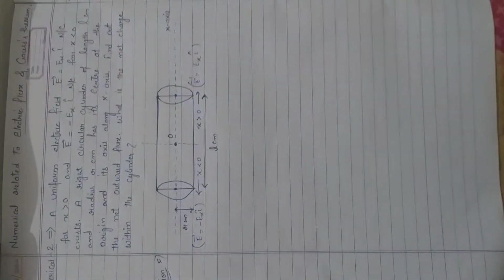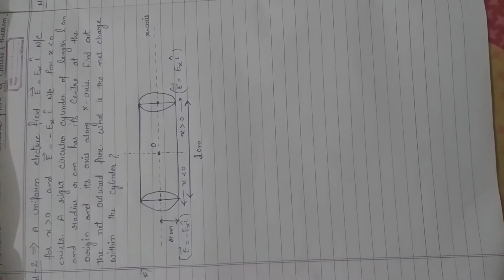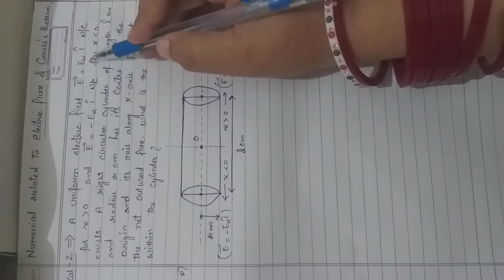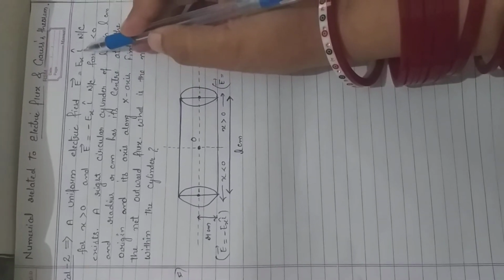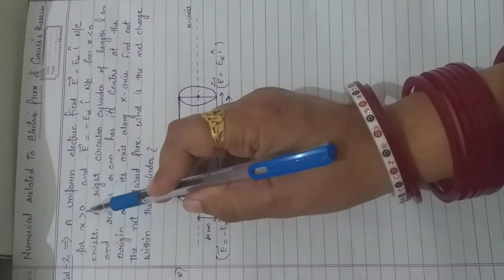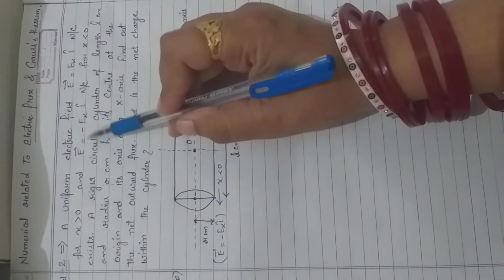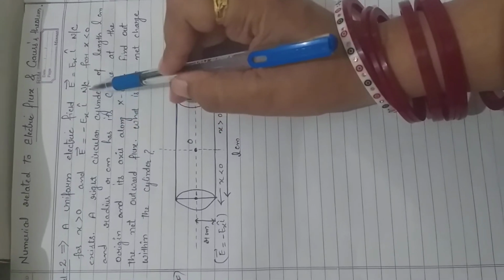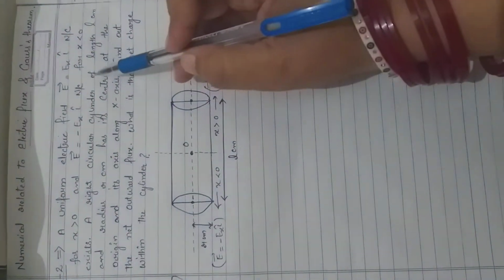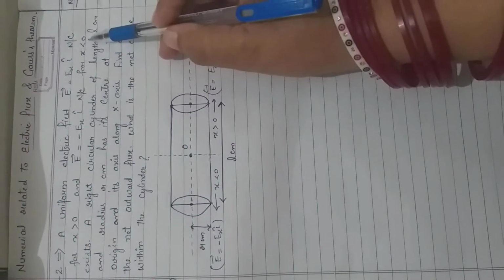Hello students, I gave you numericals yesterday and you are facing problems in two numericals. So here I draw the diagram for numerical number 2. A uniform electric field E equals E x i, I mean along the x-axis, exists for x greater than 0, and E equals minus E x i, minus i meaning the negative x-axis, exists for x less than 0.